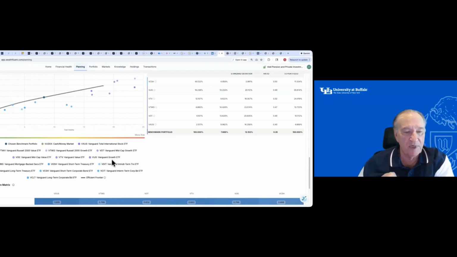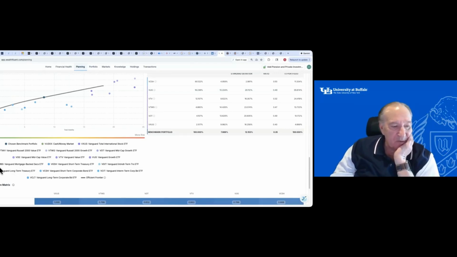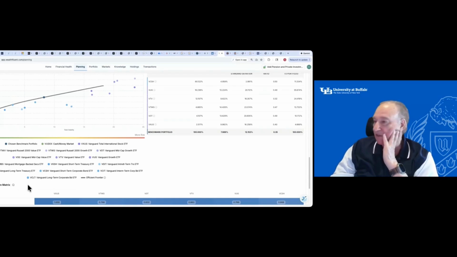Well, look at what we're doing here. We need VMBS, which is the mortgage-backed securities fund. That's part of BND. You've got short-term government, intermediate, and long-term, and we have corporates, short-term, intermediate, and long-term. I can replicate with these funds exactly what BND is offering. But those aren't the best weights.